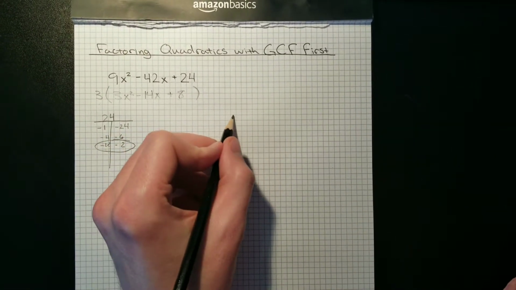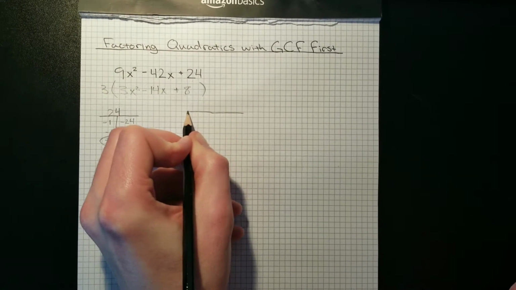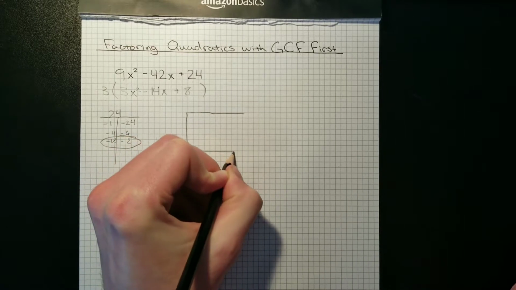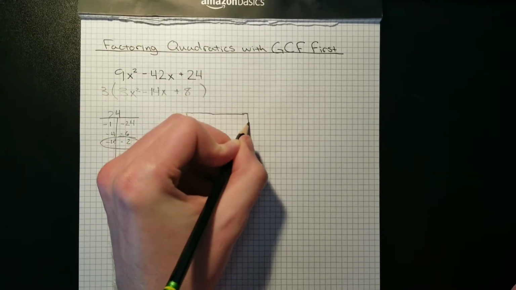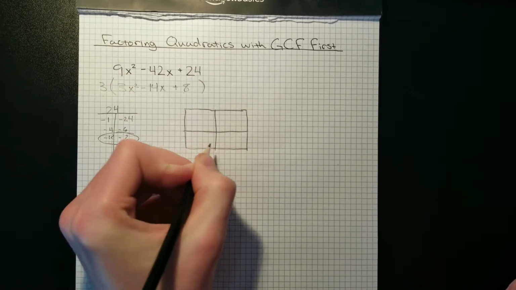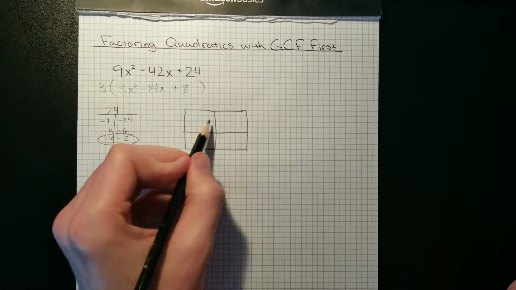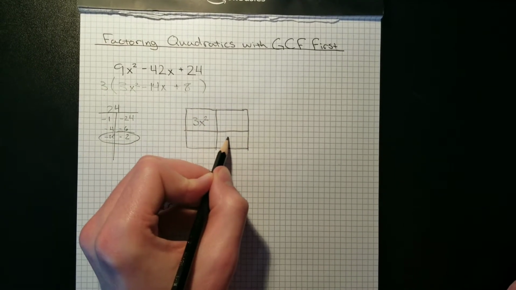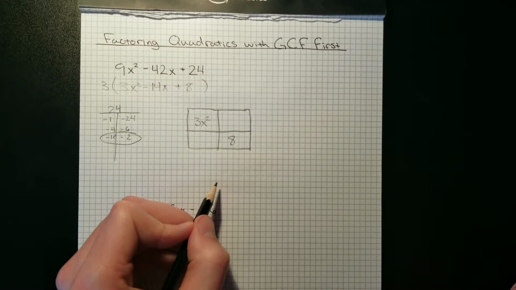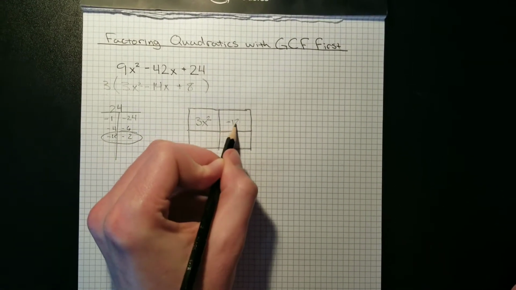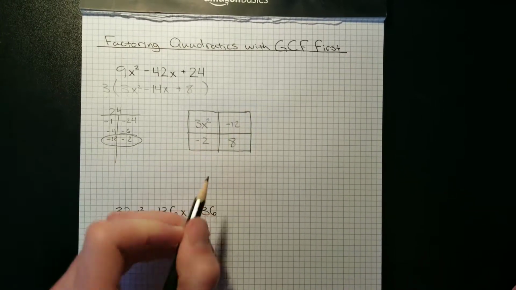So that works. For this one, I'm going to use the box method. It doesn't actually matter which method that we use, but I want to go through both again just so that we get a better handle on those. So I'm going to make my box. Remember, the first term goes up here, so 3x squared. The last term goes down here, so the 8 goes there. And then we're going to have these two things, so the negative 12 and the negative 2.